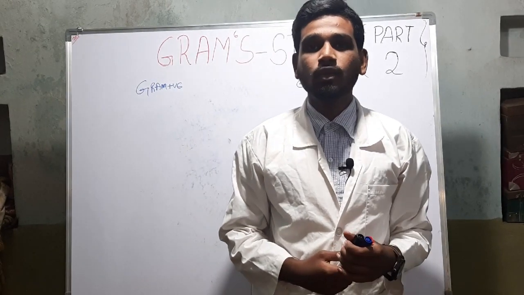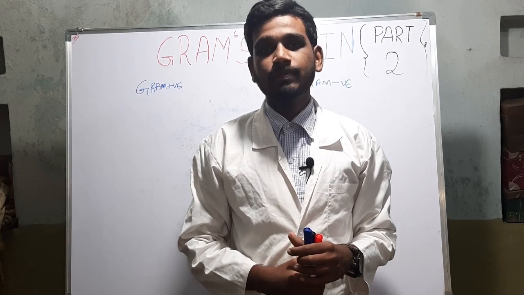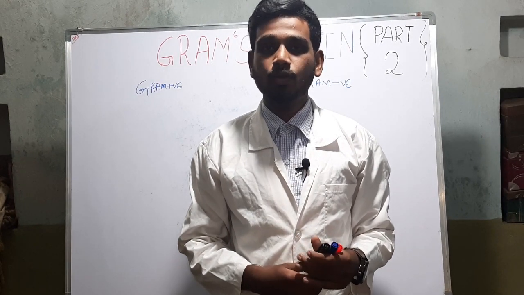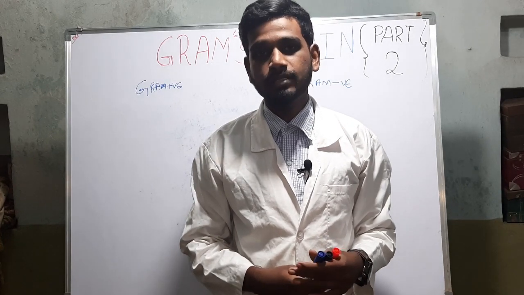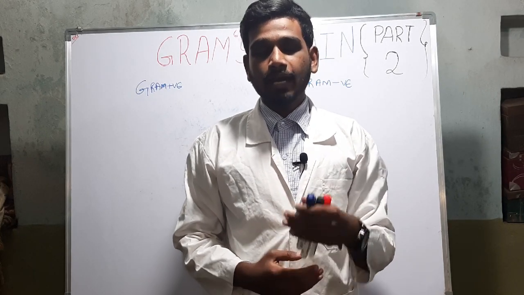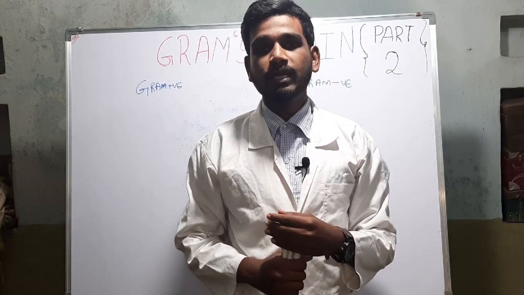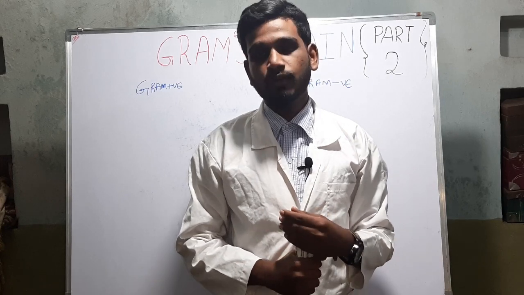In part 2 we are going to see the principle of the gram staining as well as the procedure of the gram staining, and a list of some microorganisms, that is, gram positive microorganisms and gram negative microorganisms. As we said previously, the gram staining is a procedure which differentiates between gram positive bacteria and gram negative bacteria. The differentiation is due to their cell wall.